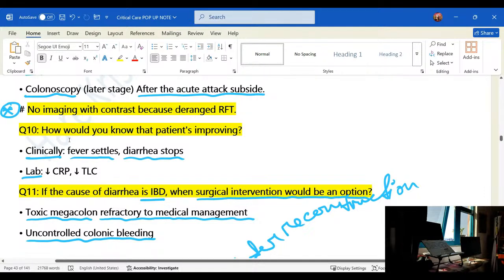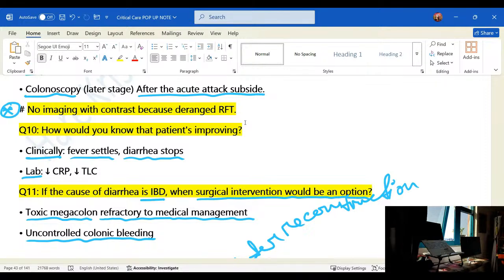How could you know this patient is improving? Clinically, fever settles and diarrhea stops. I like this answer. Clinically, fever settles and diarrhea stops, and lab shows decreased CRP and decreased TLC. Some in the same question answer only clinically by monitoring pulse, BP, temperature. No, this answer is nicer: clinically fever settles and diarrhea stops, and lab shows CRP decrease and total leukocyte count or WBC count reduce.